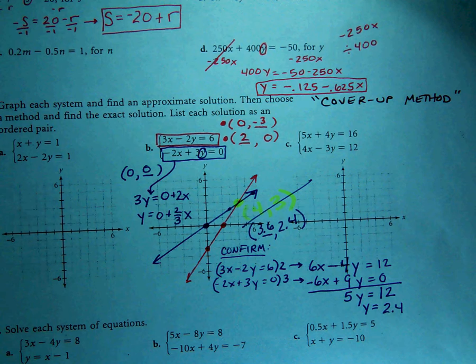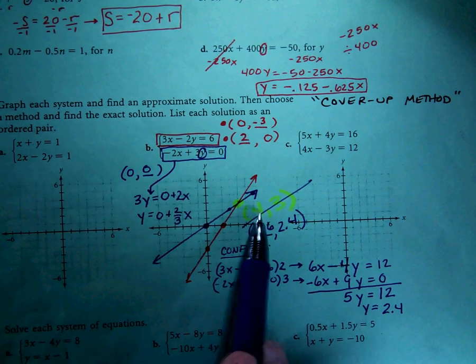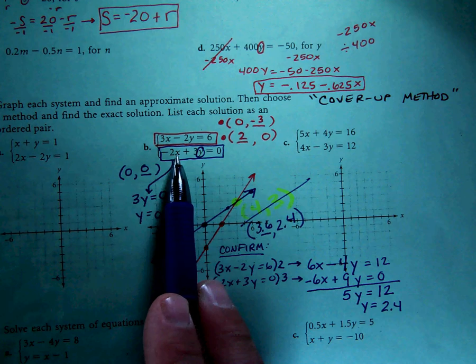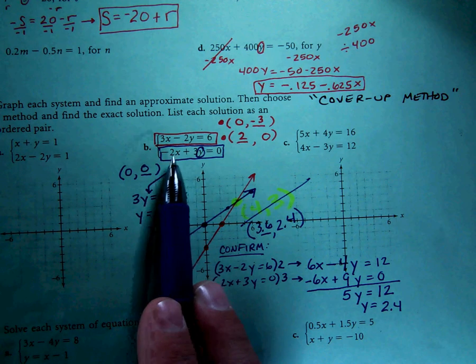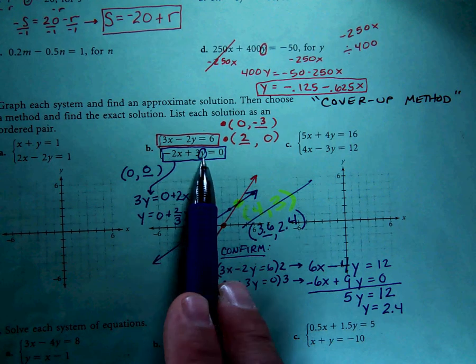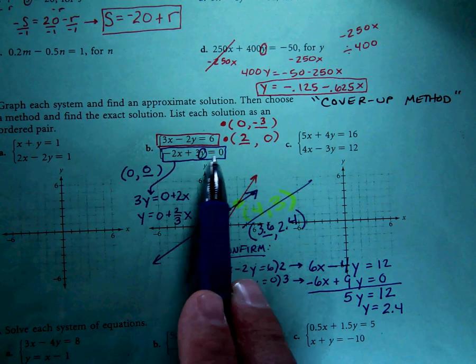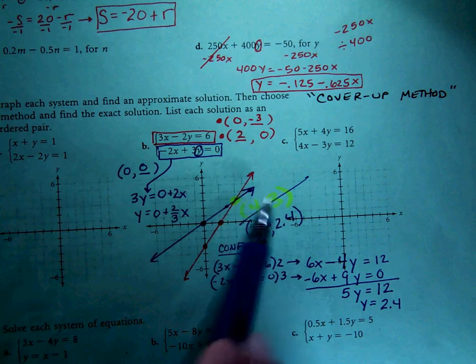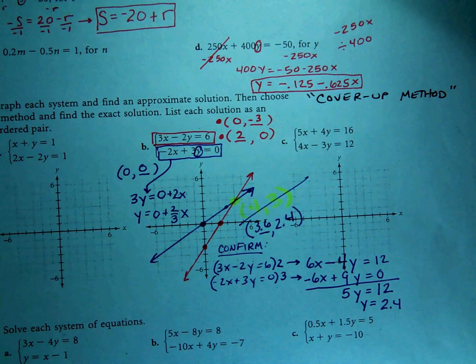Besides, if you check the point 4, 3 in both original equations, it just won't work. For example, 4 plugged in for x in the blue equation would give you -2 times 4, which is -8. If you plug 3 in, 3 times 3 is 9. -8 plus 9 is not 0. So 4, 3 is not a solution to that equation, or a solution to this system.